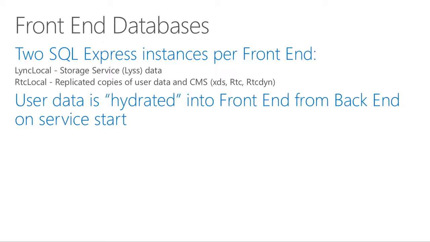And so these are the data stores that the Lync clients are looking at in a sort of business as usual type scenario. And the way this works is user data is hydrated into the front end from the back-end server on service start. So in the last slide I had about the back end, when the front end starts, it hydrates that user data into the front-end RTC local instance. So that's the back end and the front end side of things around SQL. It's good to understand the technical integration points there.